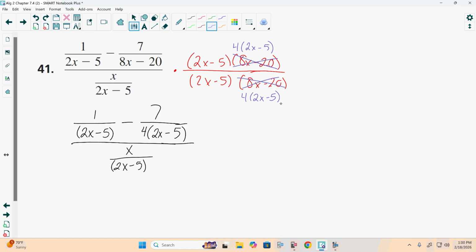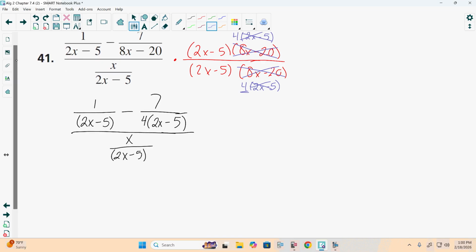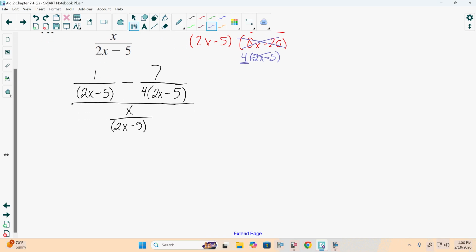We would have had a 2x minus 5, but we actually multiplied it by an extra, a second 2x minus 5. That second 2x minus 5 is extra. It's more than we need. We didn't need it. We just needed the 4. Because what we really needed to multiply this by is the 4 and 2x minus 5.